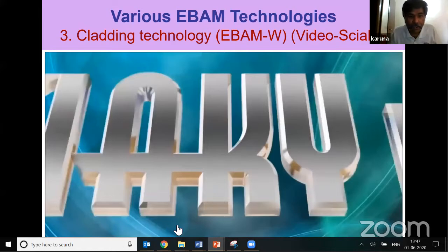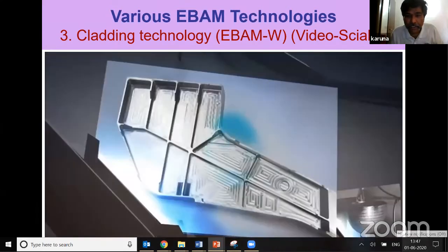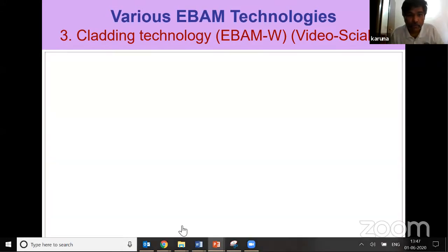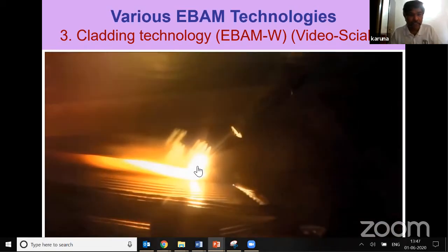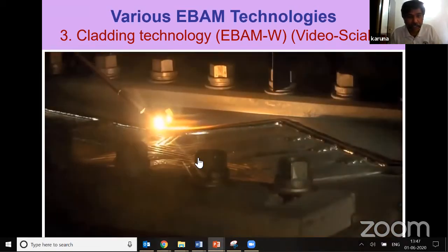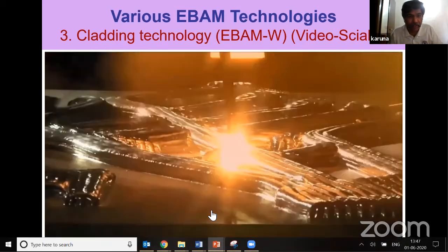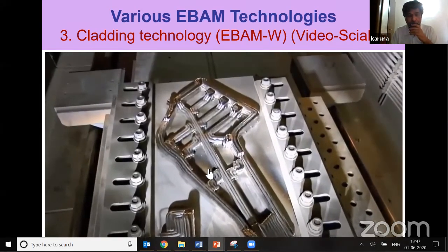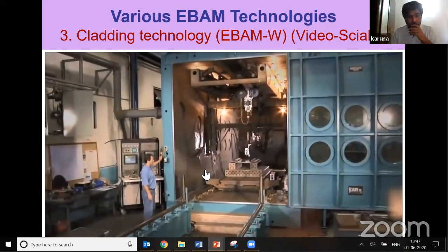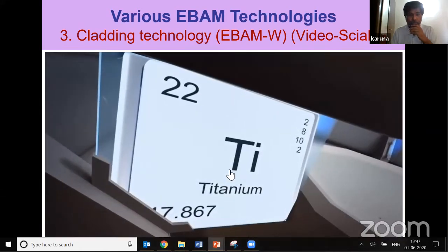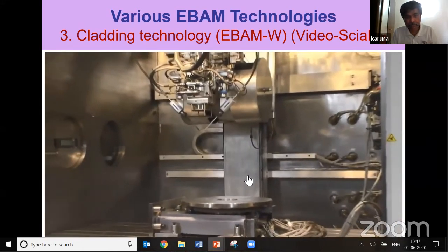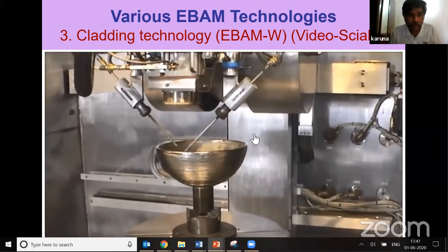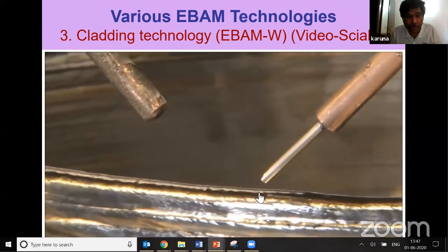This is a company known as Sciaky. Sciaky is actually an American company. You see, this is a welding process, basically an electron beam based welding process. So in lines, it creates a layer. The beam is off for the purpose of illustration.